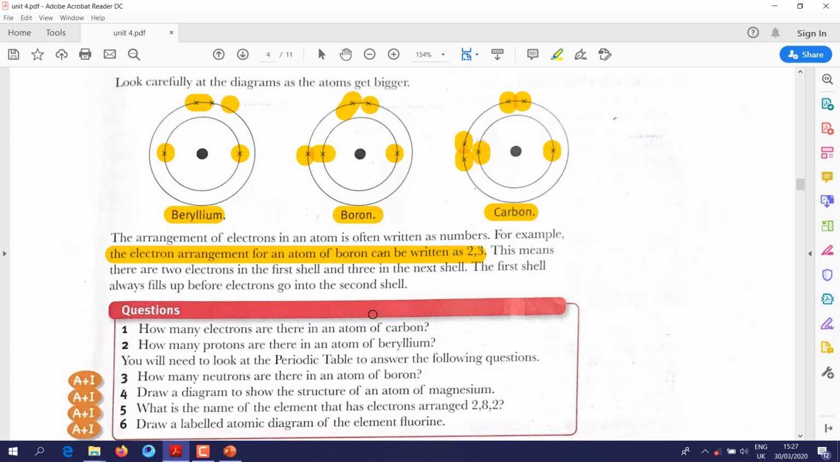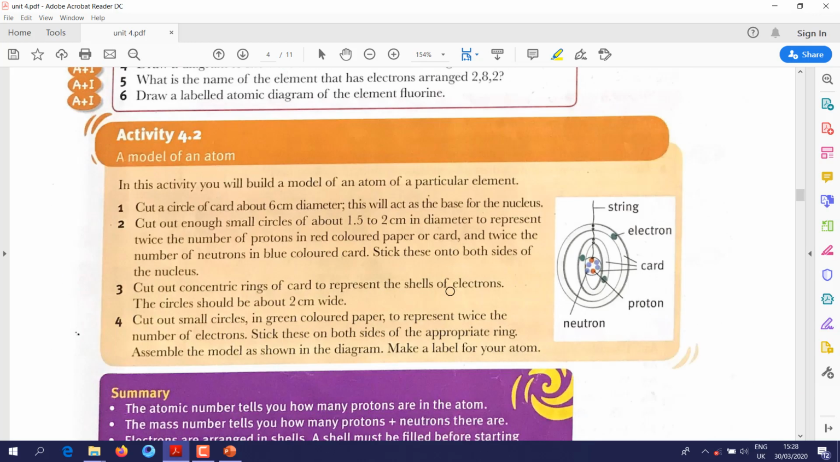So if you have a question that says draw an atom and write the electron arrangement, you will draw firstly the atom in this way, then write the electron arrangement as numbers. If we want to give the electron arrangement for this one, look at the first shell. How many electrons do you have? 2. So you will write 2, comma. Do we have another shell? Yes. How many electrons do you have in the other shell? Also 2. So 2, comma, 2. And so on.